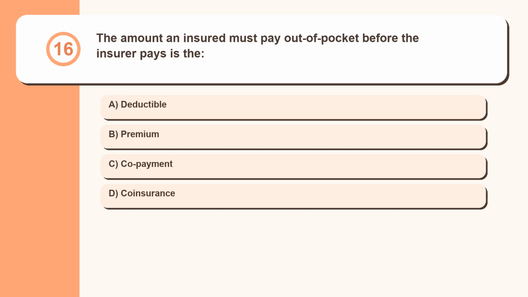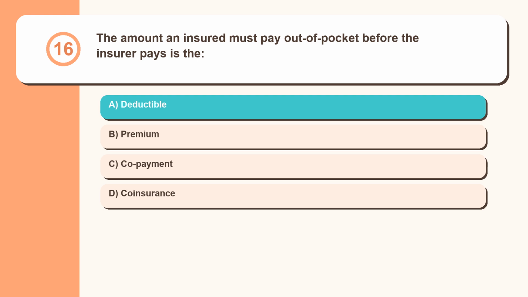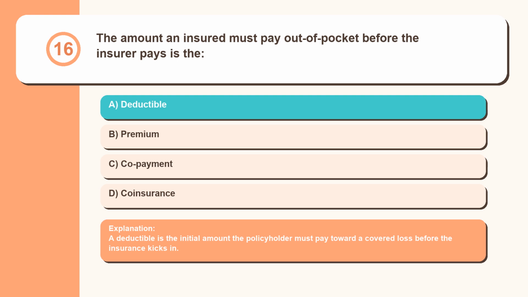Question 16. The amount an insured must pay out of pocket before the insurer pays is the deductible, premium, copayment, coinsurance. A deductible is the initial amount the policyholder must pay toward a covered loss before the insurance kicks in.